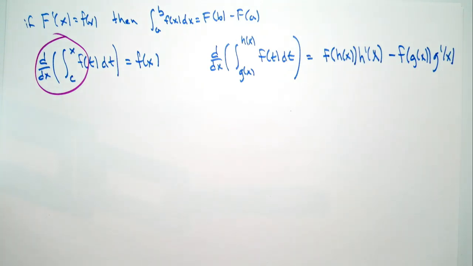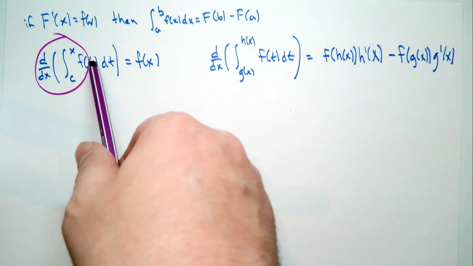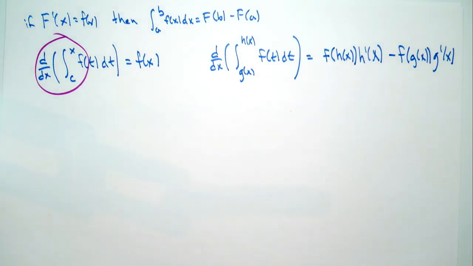Now, there's a couple of ways that they phrase these problems. Sometimes it's as simple as just find this derivative of this integral. But we like to kick it up a notch or two sometimes. Sometimes we'll say, okay, we have the integral from c to x of f of t dt equals stuff. Figure out what f of x is.